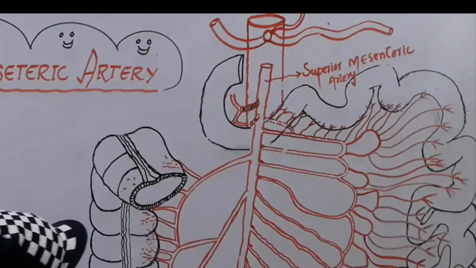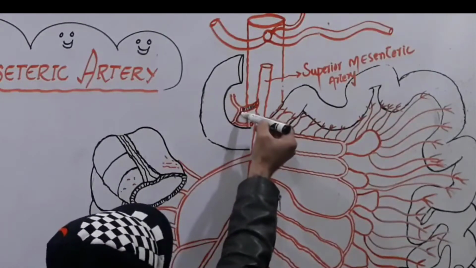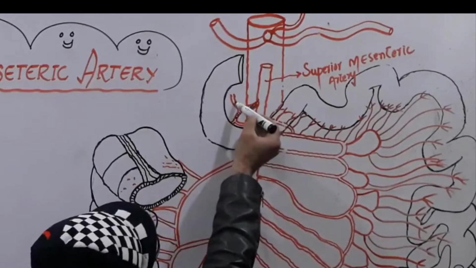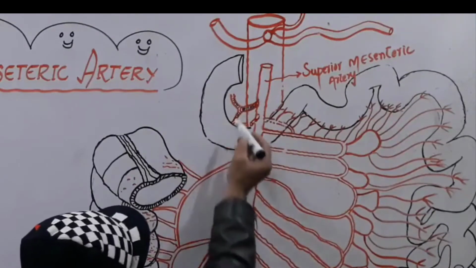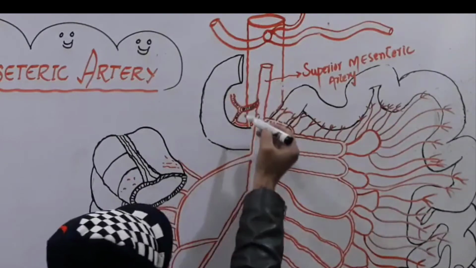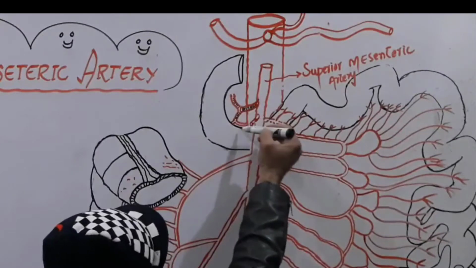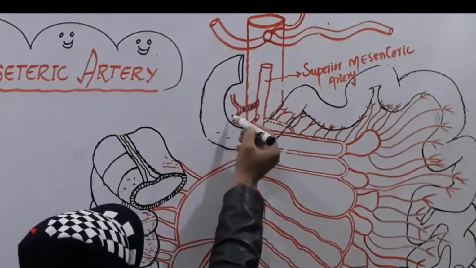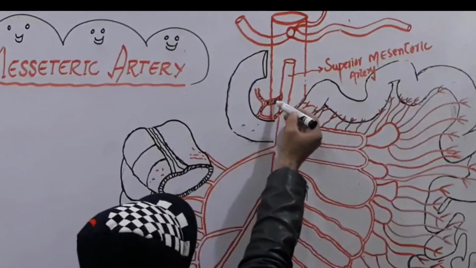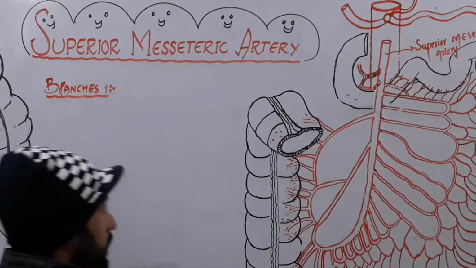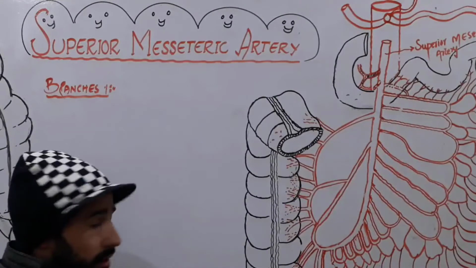Why is it called common? Because it is giving two branches like this. One going anteriorly and one going posteriorly, right? So this branch is going towards the pancreas and the duodenum, and this branch is also coming towards the pancreas from the inferior side and the duodenum, right? So that's why we call it the common pancreato-duodenal artery. Why do we call it common? I told you, and we will see next also.